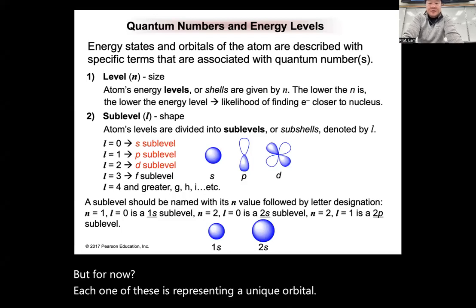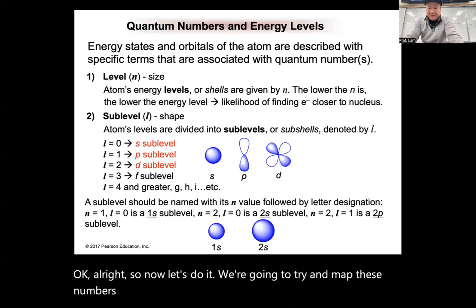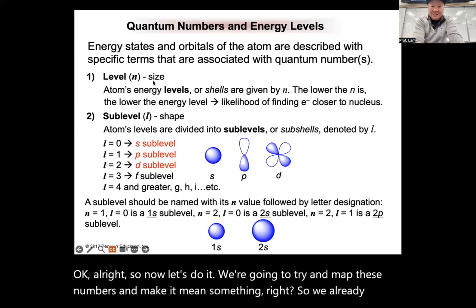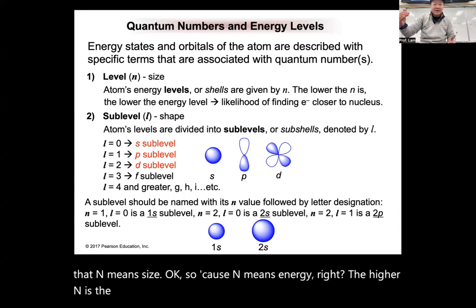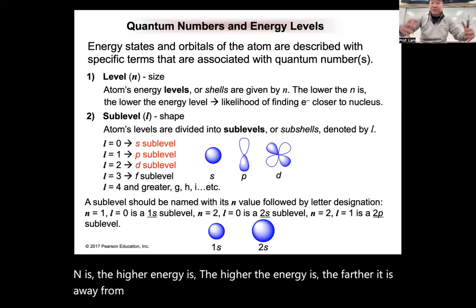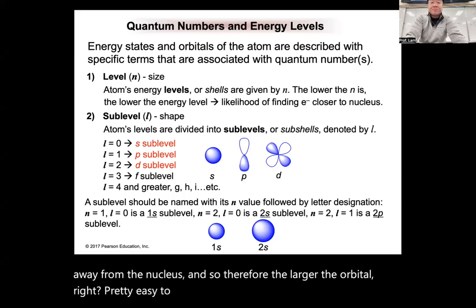Okay. All right, so now we're going to try and map these numbers and make them mean something, right? So we already know that n means size, because n means energy, right? The higher n is, the higher energy is. The higher the energy is, the farther it is away from the nucleus, and so therefore the larger the orbital, right? Pretty easy to conceptualize size, right?